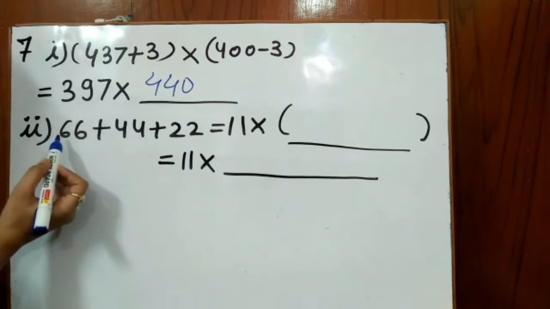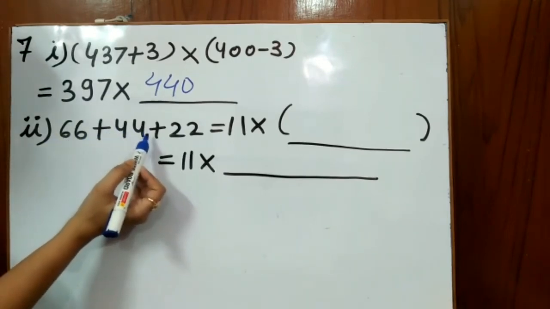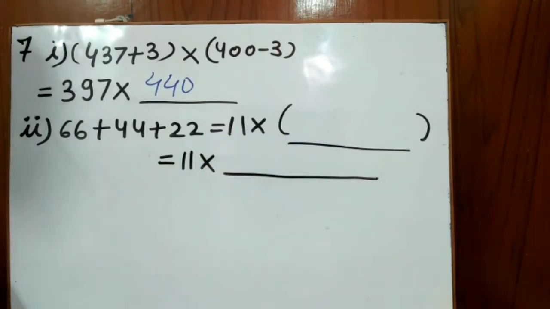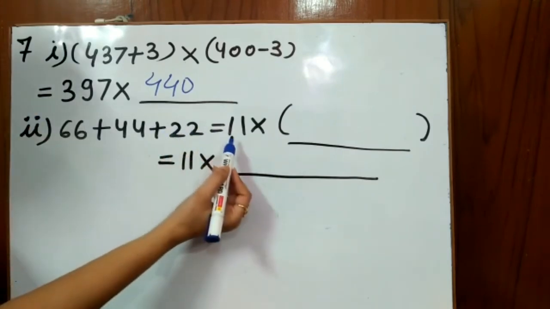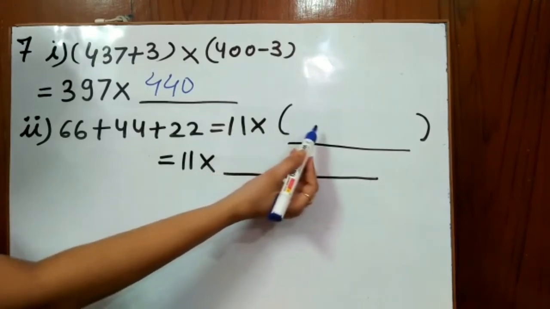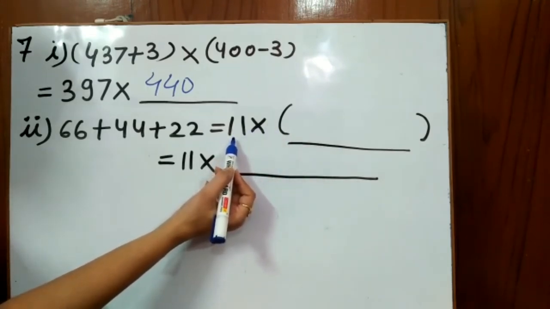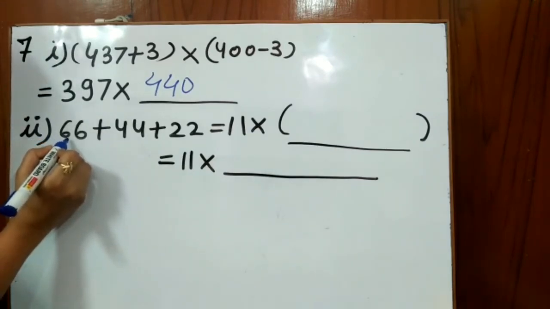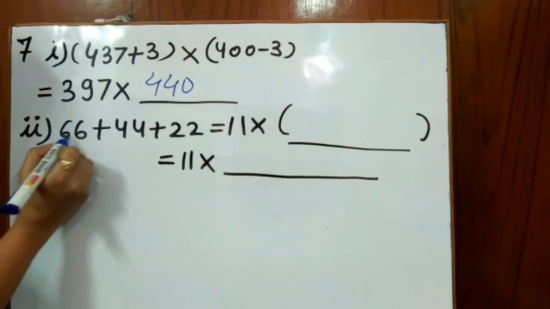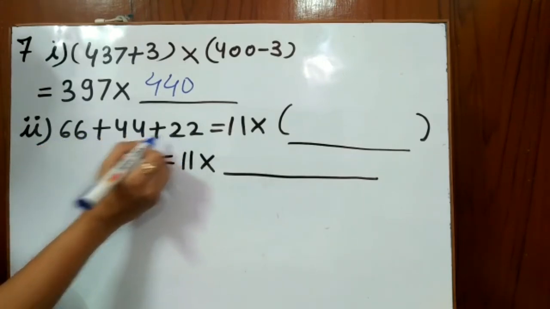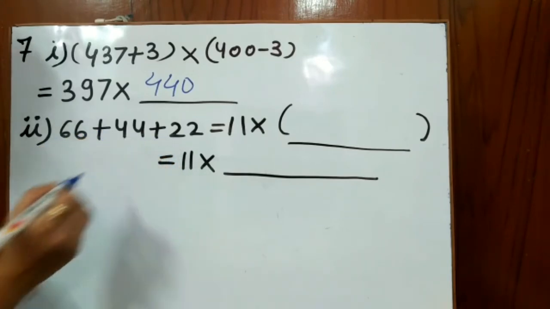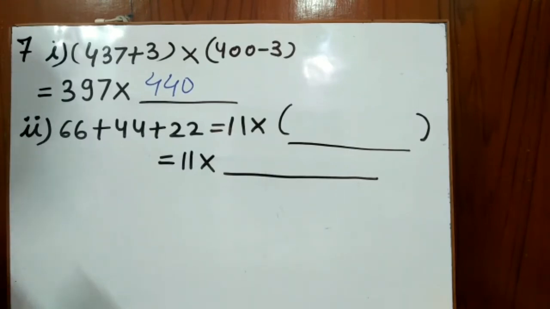The second one is 66 plus 44 plus 22 is equal to 11 into, in bracket, we have to find the numbers. We can see here 11 is written outside of the bracket. It means 11 is common. What is given here? 66 plus 44 plus 22. And we know that 66, 44 and 22 are multiples of 11. Let us see.